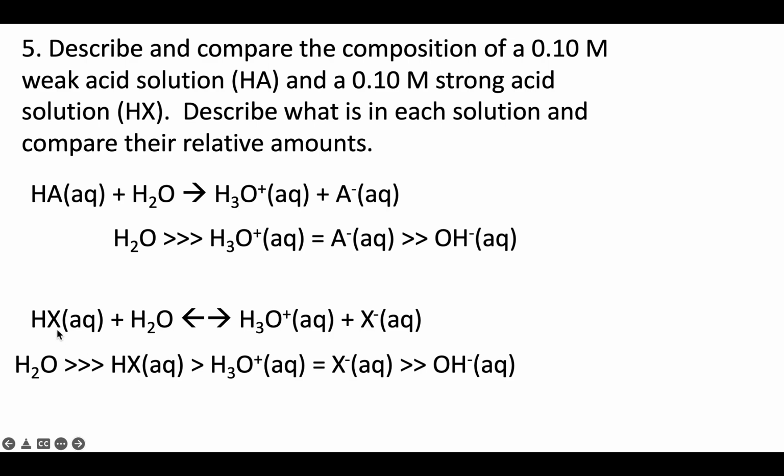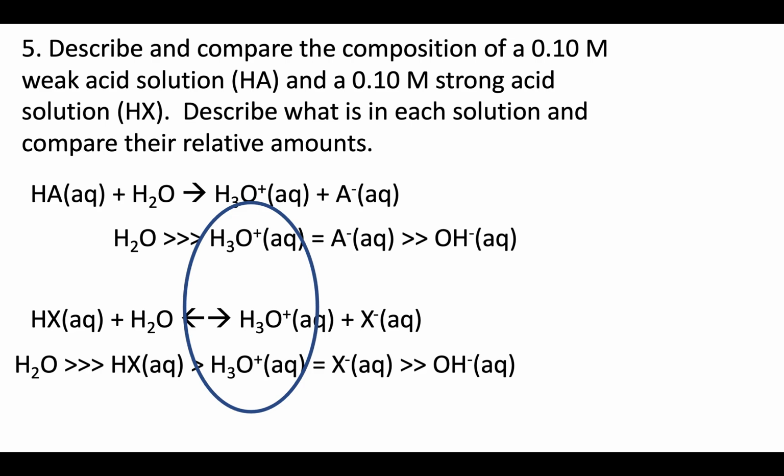The next would be the weak acid molecule, which would be greater than the hydronium or its conjugate. Those would be equal to each other based on the stoichiometry. And the smallest amount would be the resulting hydroxide, which I have based on the Kw.